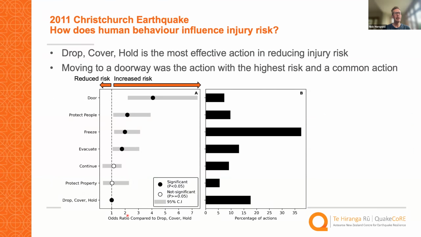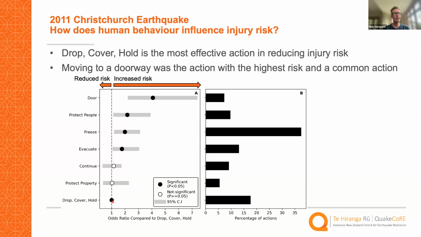On the left here is what we call an odds ratio, which can be considered a relative risk. We compare everything to drop, cover, hold, because that's our recommended action. If an action has a value greater than 1, then it has a higher risk than drop, cover, hold. And if it's a value less than 1, it has a lower risk. On the right, we have the percent of actions that people performed in high intensity shaking areas in the Christchurch earthquake. Most people froze, and less than 20% performed drop, cover, hold.